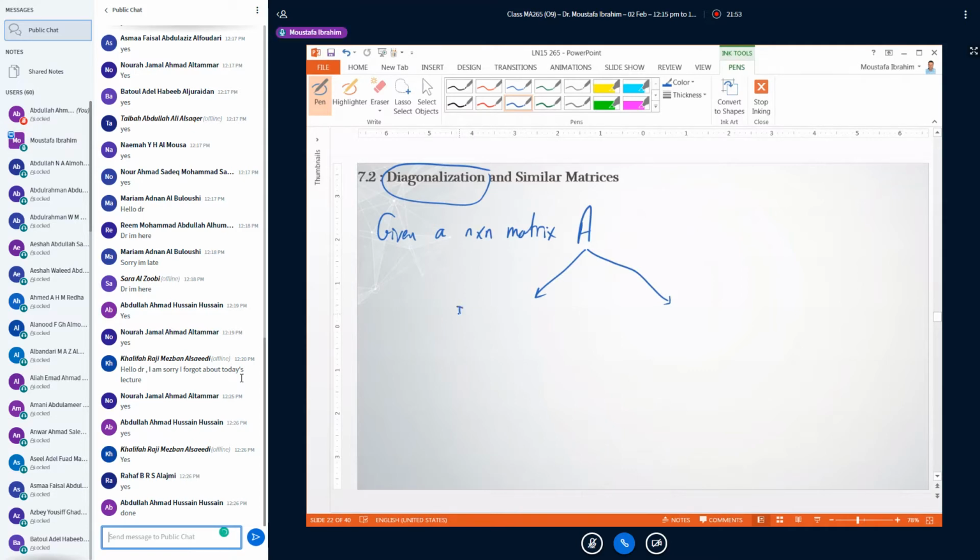So look here, the number of rows equals the number of columns, so we have here the number n. If we have exactly n distinct eigenvalues, what does distinct mean? It means they are different from each other. In this case, immediately you say that A is diagonalizable.